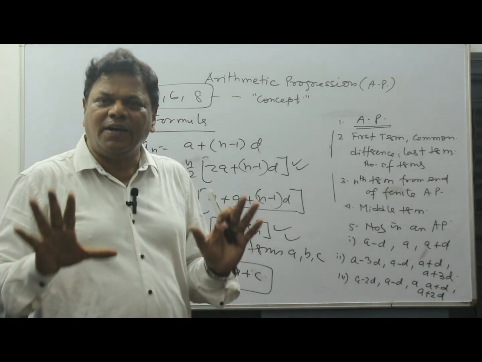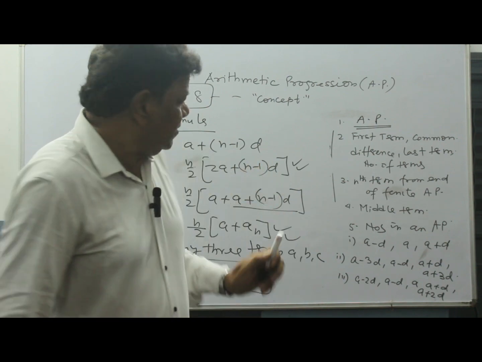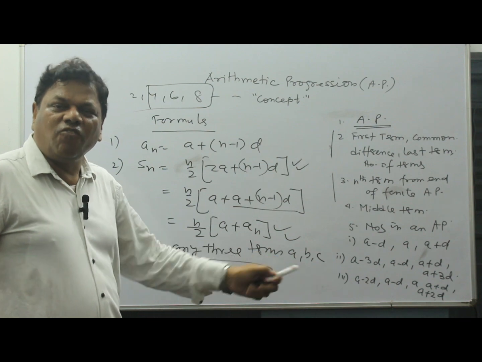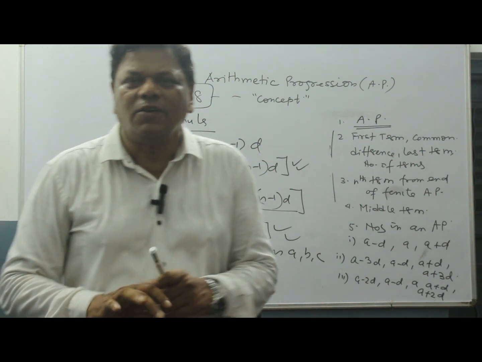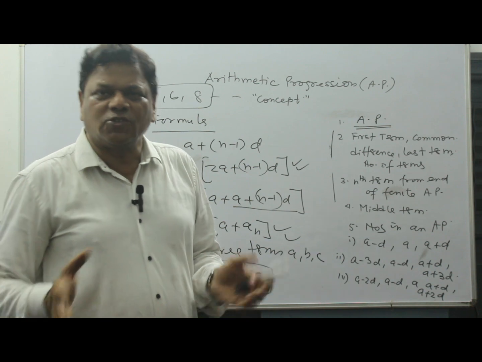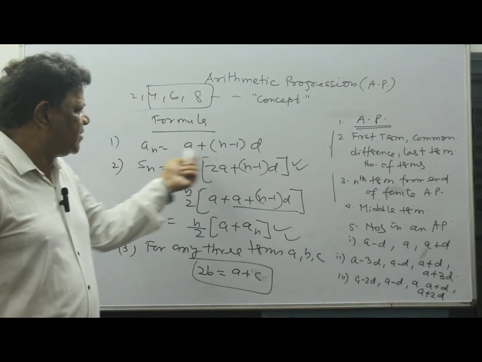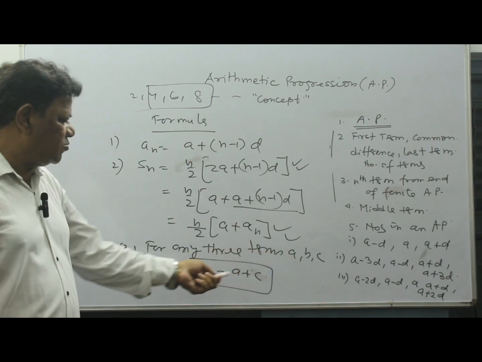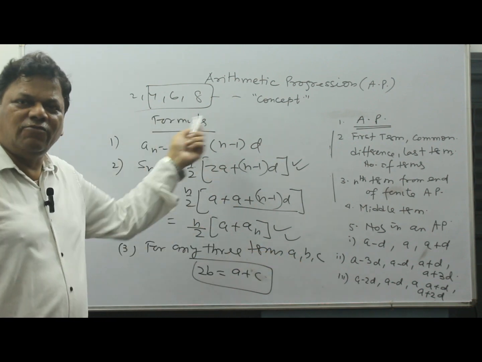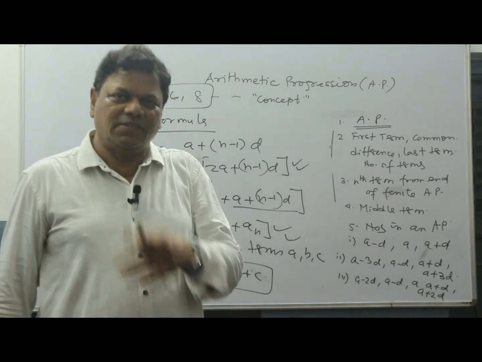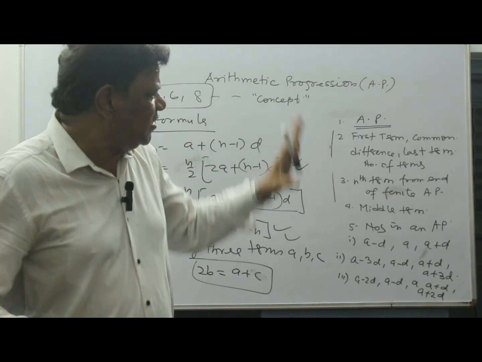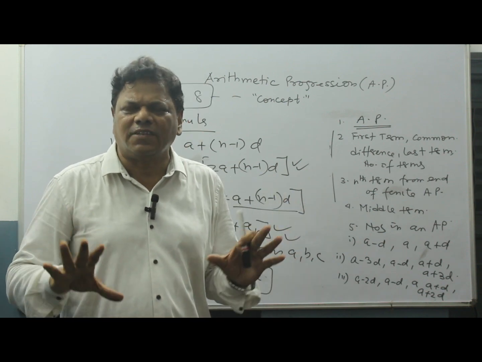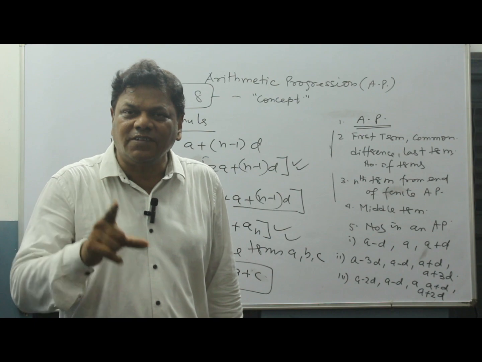Generally, for class 10, these three formulas are what you have to remember. For 11 and 12, you have to know more about this. So these three formulas are given: to find any term, to find the sum, and for any three terms A, B, C, 2B equals A plus C. These three formulas you generally use while doing sums. I think it is clear, children? Whatever I explained, you have to read 2, 3, 4 times and understand well.